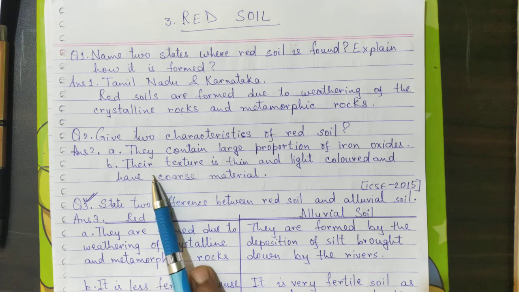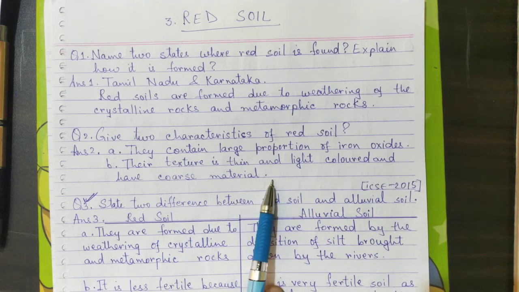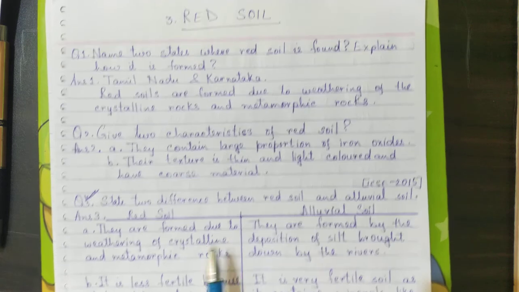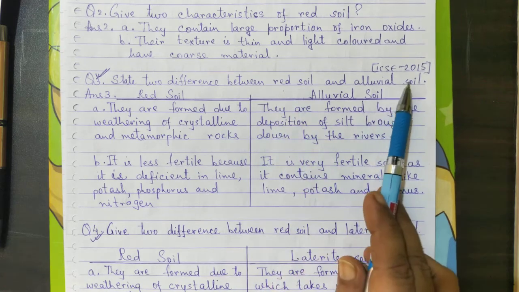Second characteristic is their texture is thin and light colored and have coarse material. Means the soil doesn't have fine silt in it. They are coarse material. Then we have an important question which was asked in 2015.